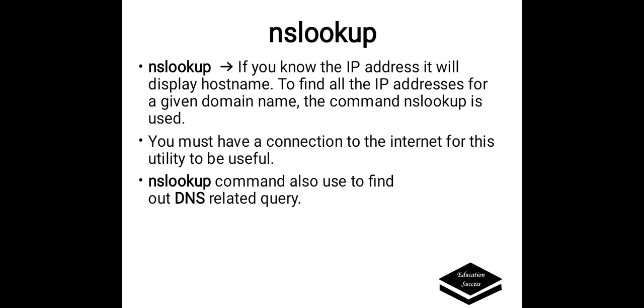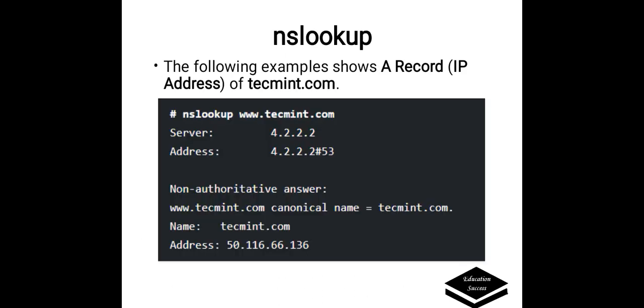The nslookup command is also used to find out DNS-related queries. Means it can find out IP addresses connected to the host. The following example shows the A record IP address of tecmint.com. Example, nslookup www.tecmint.com. So it will give the information about the server, its address, and the following details of the name and address.